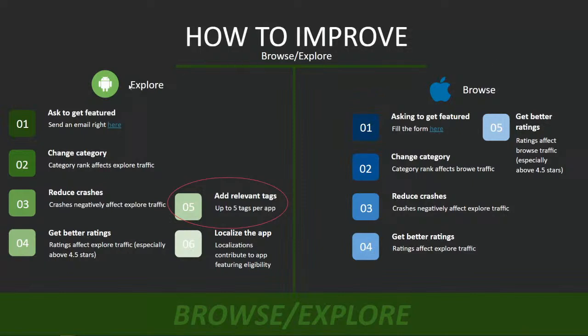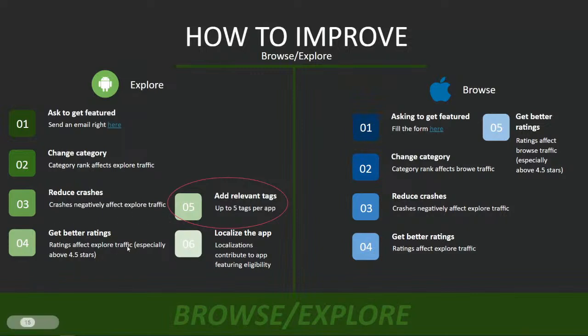Now, there's a variety of things that we can do in order to improve this source. One is getting featured. We can change category to a less competitive one, so that we can appear a little bit higher and get more visibility there. Obviously, we always want to reduce crashes. I saw a really big correlation between crashes and decreased visibility. Usually, if I see decreased visibility and I did not change anything in the metadata, it's usually crashes. So this is very important to remember.